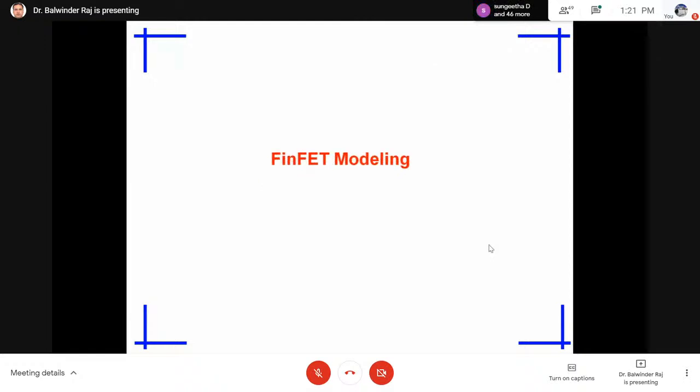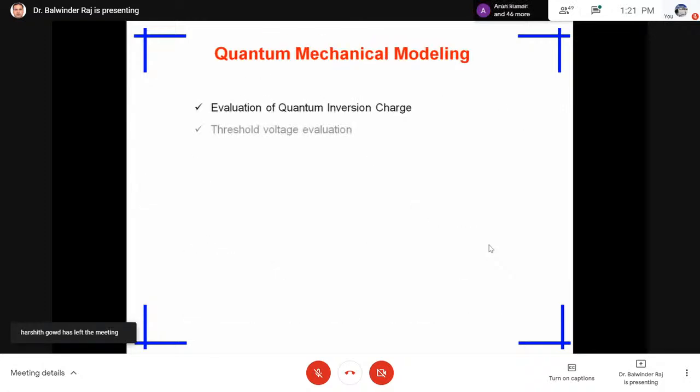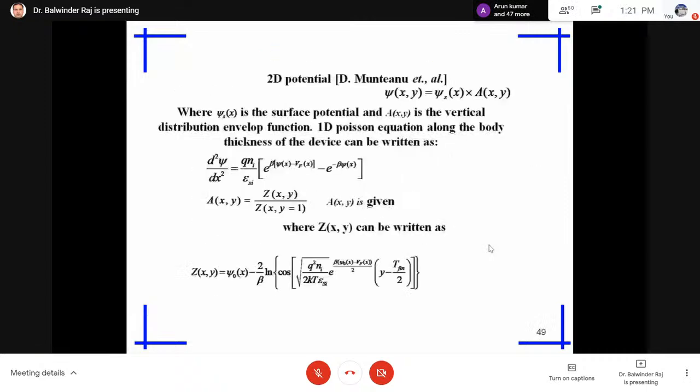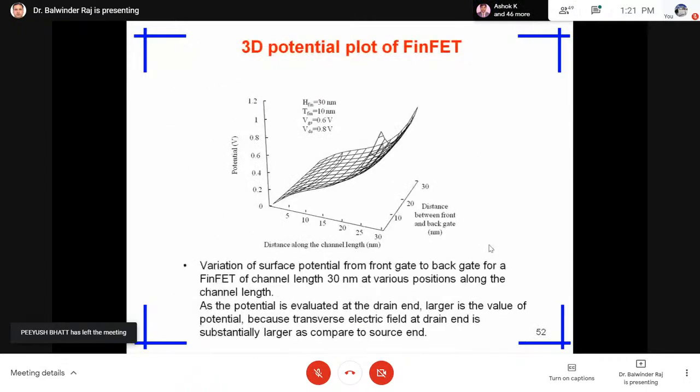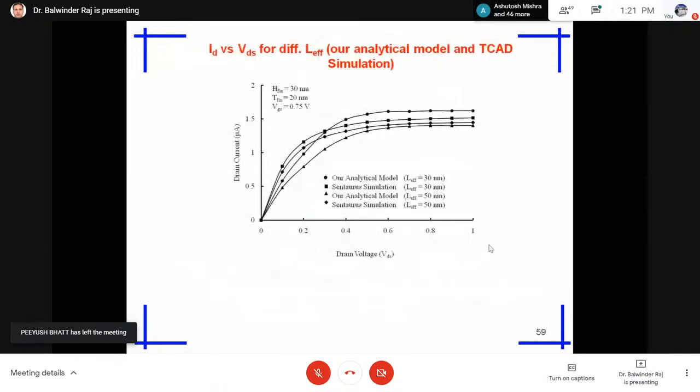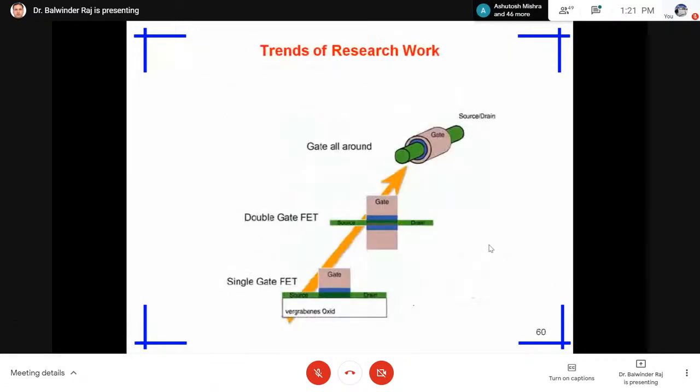Next is device modeling, FinFET modeling. I think the time is already 1:20, so let me skip the modeling part and we can discuss this in some other lecture. Let me come up with some conclusion on what we can do. There are some results, but due to the limitation of time, we can skip the modeling part. Okay, let's come to this.